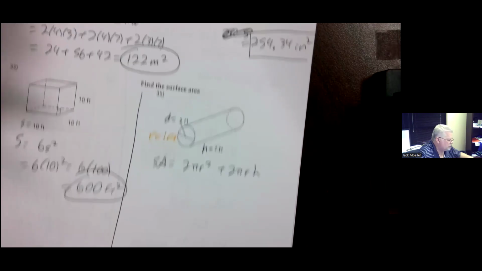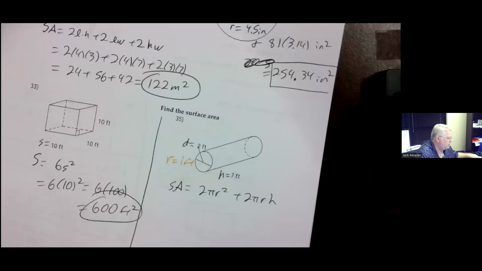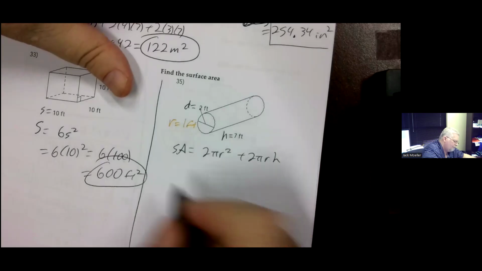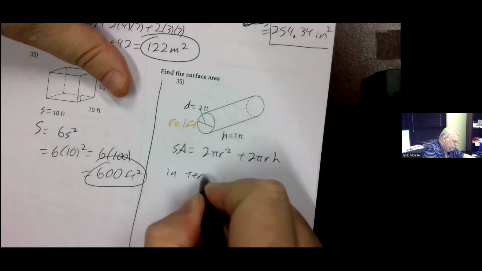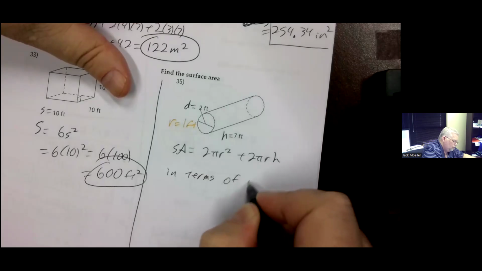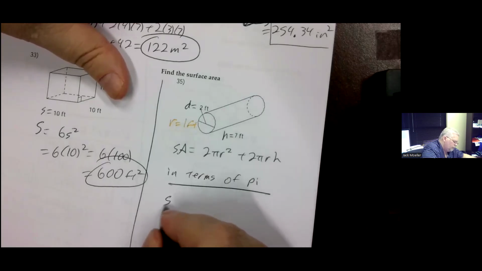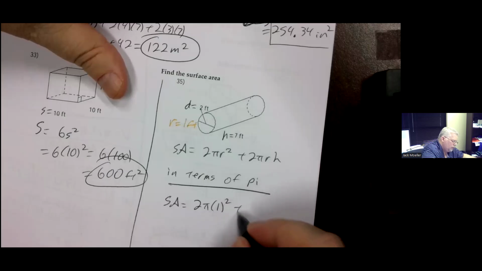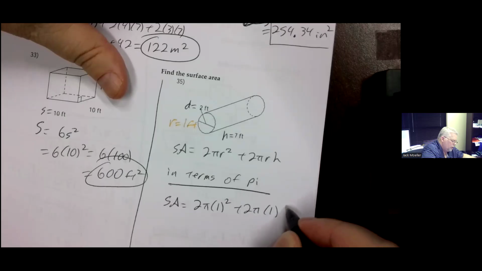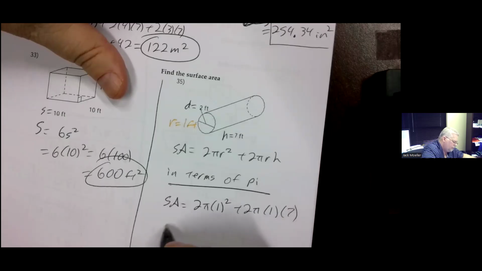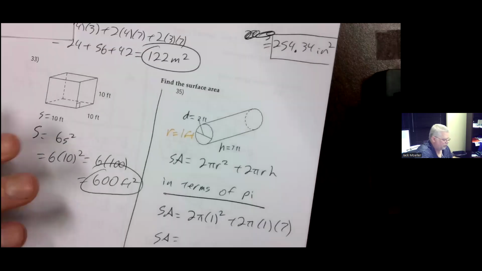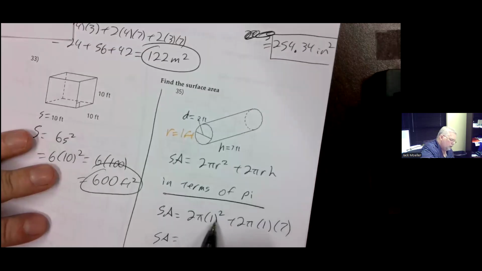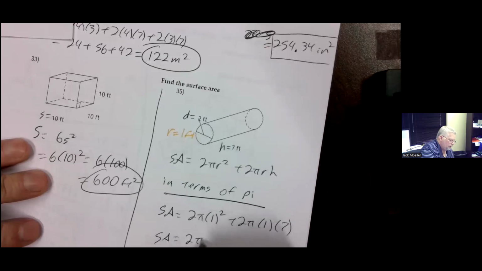So again, let's do this in 2 steps. One where we just do it in terms of pi, and then we'll plug in pi is 3.14. So surface area is 2 times pi times radius squared, which is 1, plus 2 times pi times radius, which is 1, and height, which is 7. And remember, for this first part, we're not plugging in pi yet. Well, 1 squared is just 1, so that would be 2 pi. Then 7 times 2 would be 14 pi. So it'd be 16 pi.